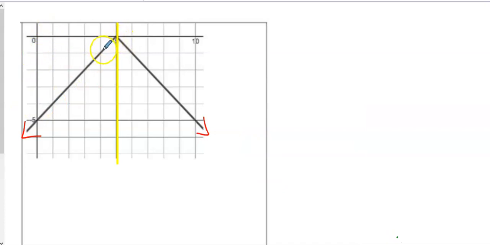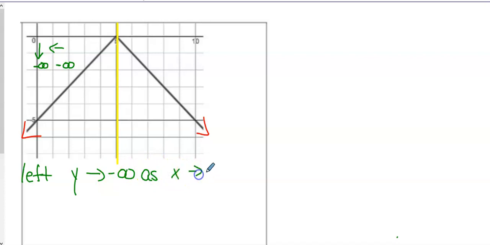On the left side, it's going down, so downward direction, and it's also going to the left. Both of those are negatives. So this is negative infinity, this is negative infinity. So on the left side, I would say y approaches negative infinity. In other words, y is going down as x is going to the left, which is also negative infinity.